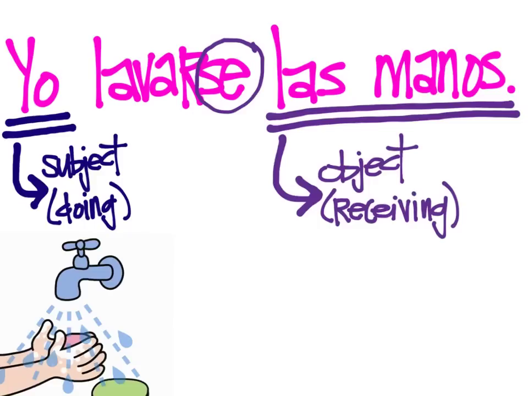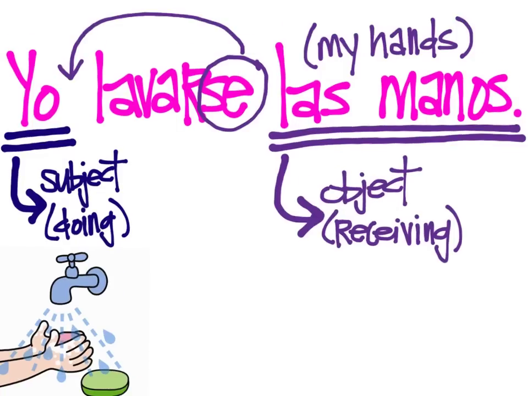The second step in conjugating reflexive verbs is to move and change the se. The se will be moved in front of a conjugated verb, and it will be changed to agree with our object. Okay, this is where it gets a little confusing. Let's look at our sentence. Yo lavarse las manos. I am washing my hands.